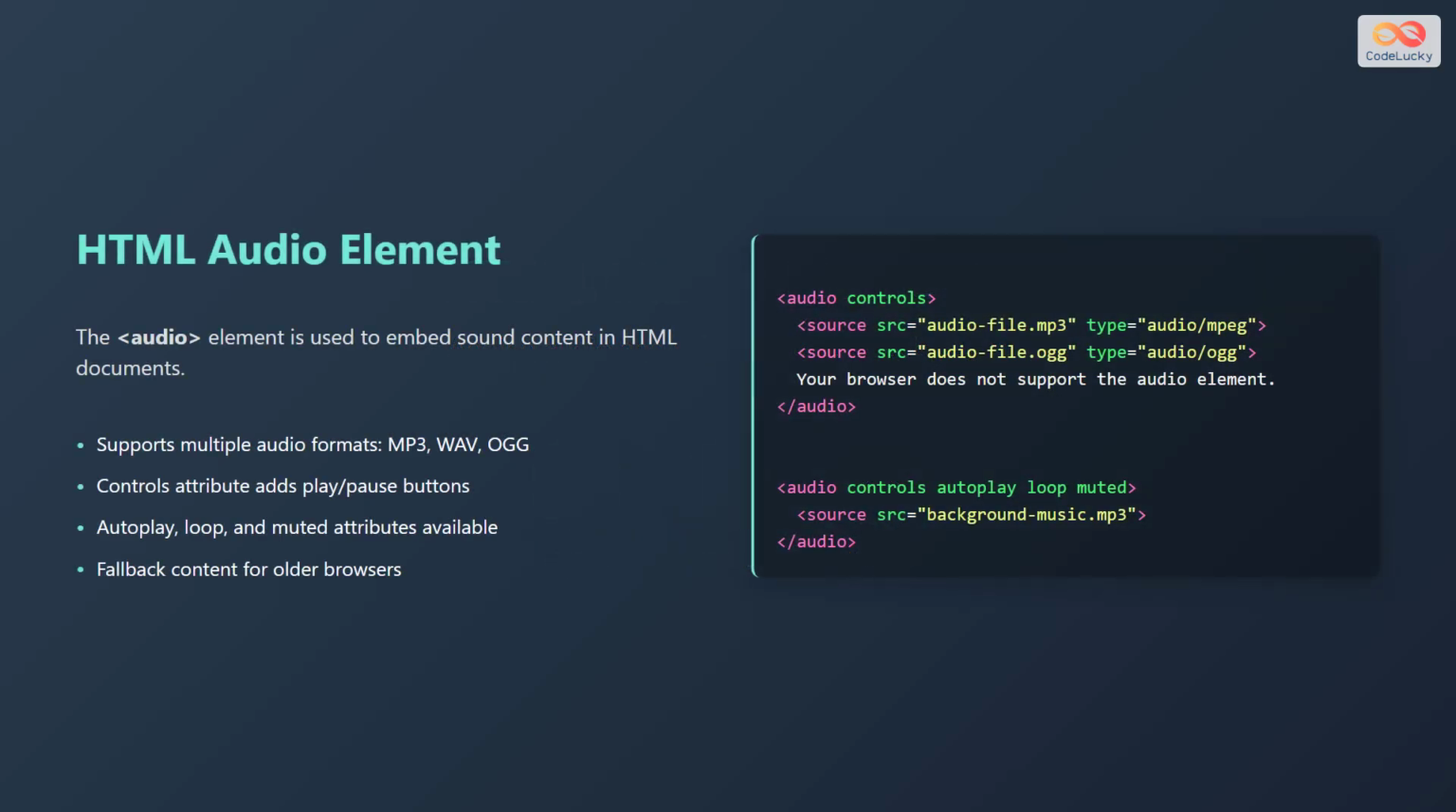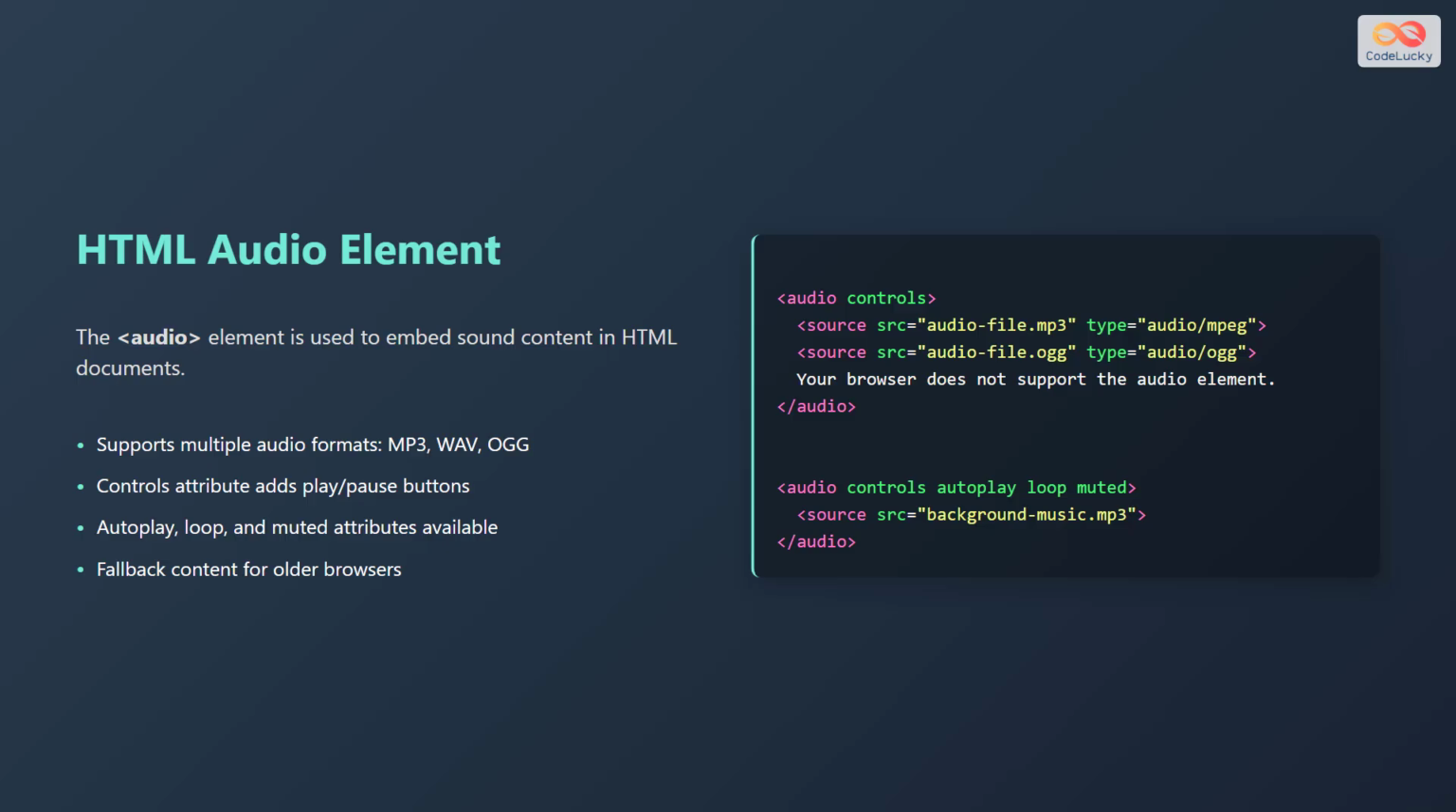The audio element is used to embed sound content in HTML documents. It supports multiple audio formats like MP3, WAV, and OGG. The controls attribute adds play and pause buttons. The autoplay, loop, and muted attributes are also available. You can provide fallback content for older browsers that do not support the audio element.